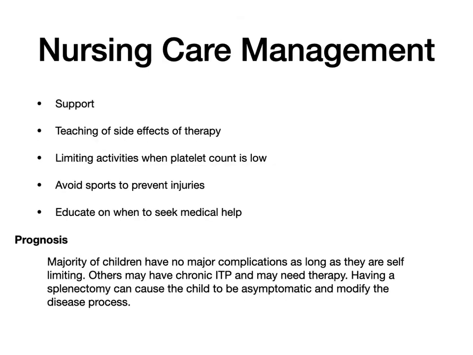For nursing care management, we want to give support, teach the side effects of therapy, limit activities when platelet count is low, avoid sports to prevent injuries, and educate on when to seek medical help. The prognosis is majority of children have no major complications as long as they are self-limiting. Others may have chronic ITP and may need therapy. Having a splenectomy can cause the child to be asymptomatic and modify the disease process.